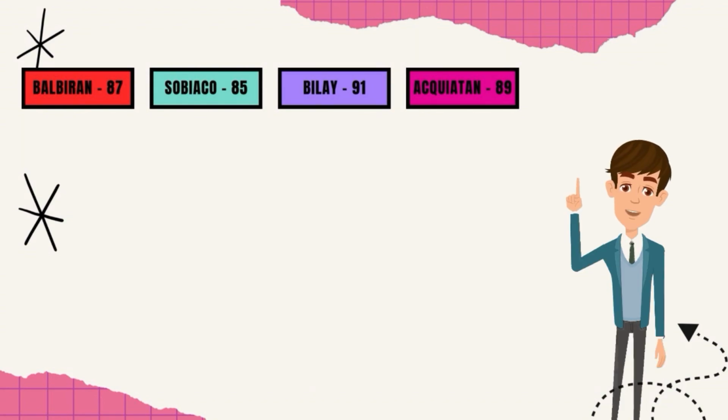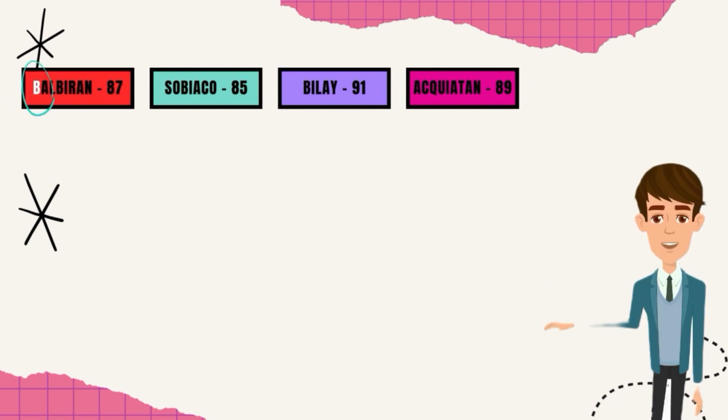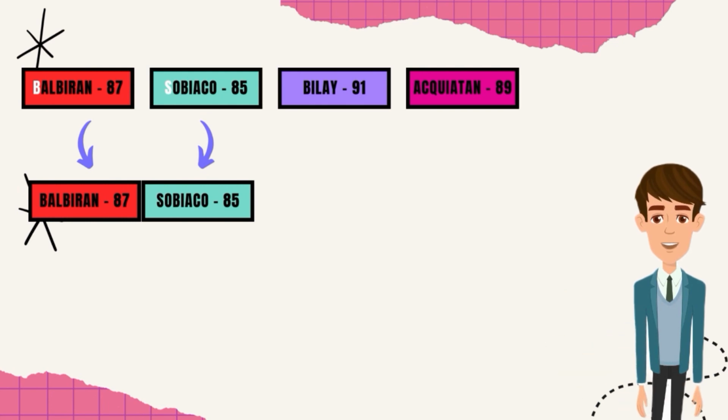And now the algorithm will compare each data to one another. So BALBIRAN will be compared to SOBIACO, and BILAY will be compared to ACQUIATAN. The algorithm will only read the first character of each data. As you can see, we have BALBIRAN with the character B and SOBIACO with the character S. If we compare in the alphabet, B will come first followed by S. So when taking place in the merge sort, BALBIRAN will take place followed by SOBIACO.